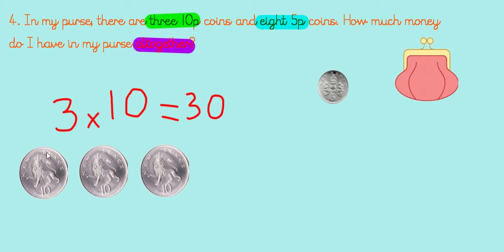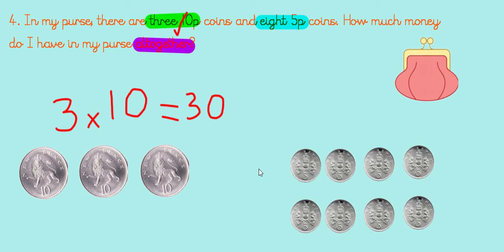So on this side, for the 10p's, I've got 30p in 10p coins, haven't I? I've got that, I've got my 30p. Can I work out the answer yet? Can I work out what's in my purse all together yet? No, because I haven't worked out what my 5p coins are worth. How many 5p's do we need? That's right, 8 5p coins. Here I have 1, 2, 3, 4, 5, 6, 7, 8 5p coins.